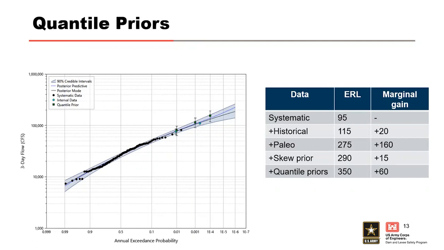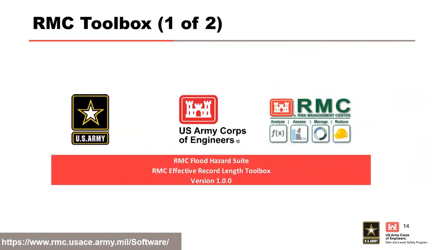Clearly, there are significant benefits to be gained by including as much data as practical in any flood frequency analysis. So even if your basin doesn't have a precipitation frequency analysis, and even if your basin doesn't have a regional skew study that's appropriate for it, and maybe doesn't have paleo data, even if you don't have those pieces of information, adding additional historic floods really makes a big difference. So it's worthwhile to look for historic flood information because it can really add a lot of information to your analysis.